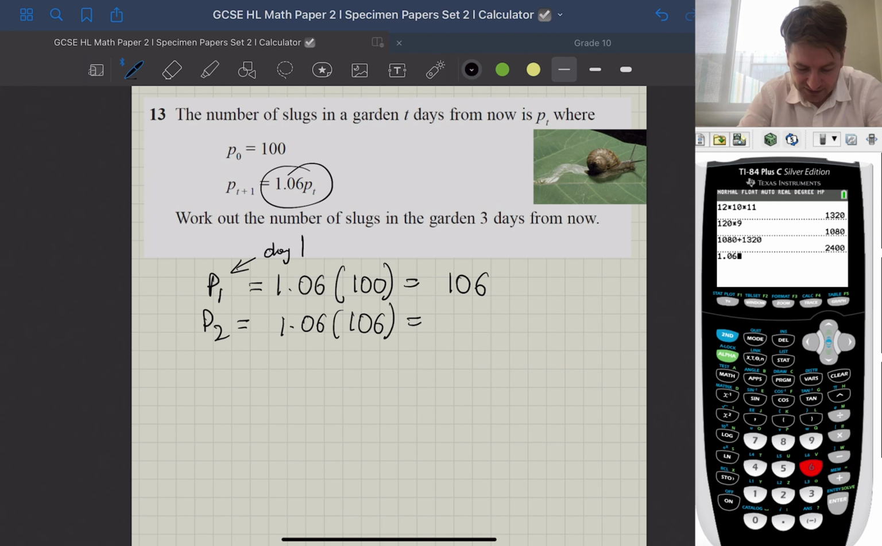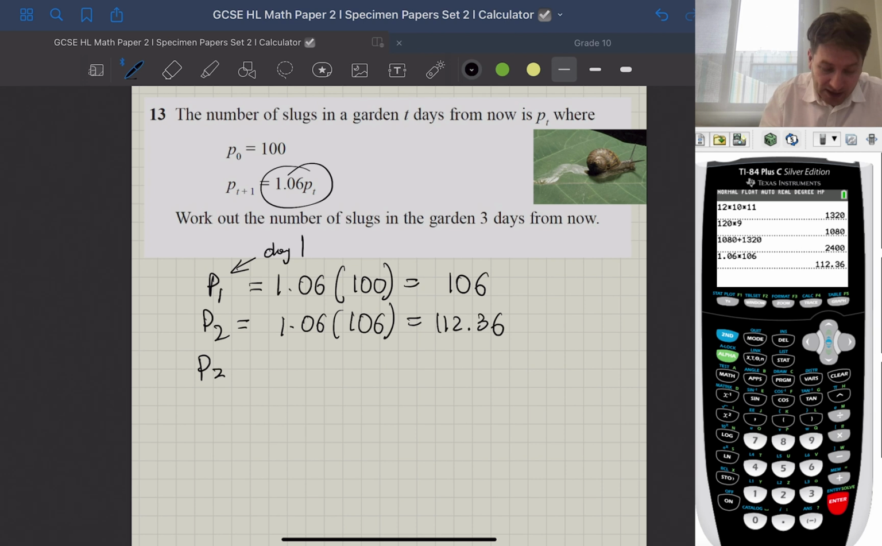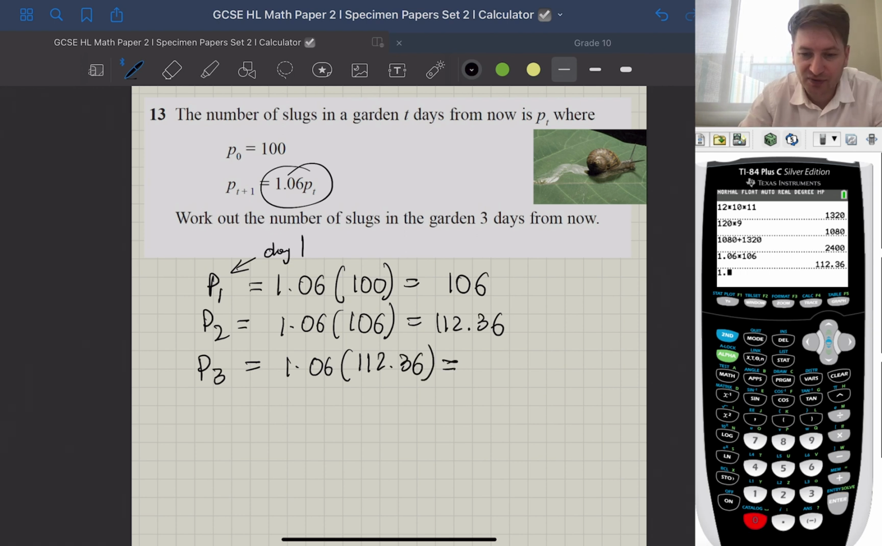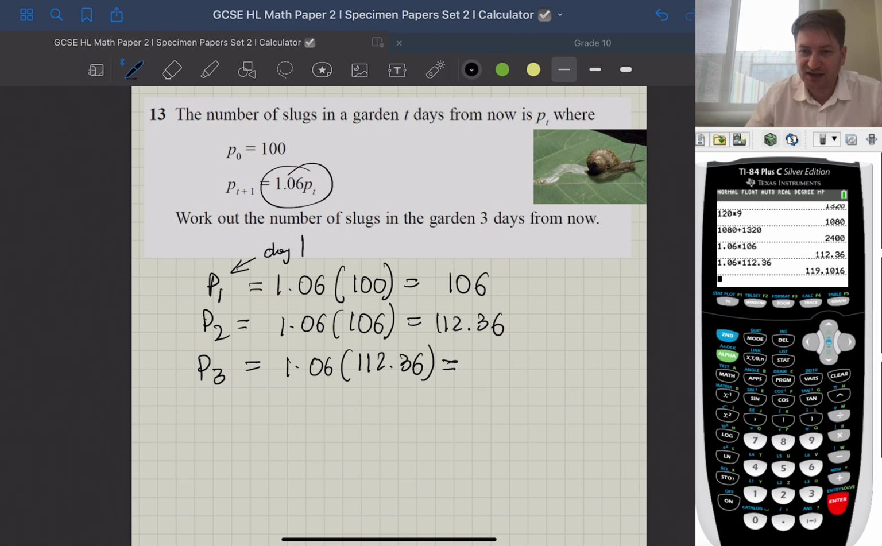1.06 times 106 gives us 112.36. Part 3, we're going to go with the same option. Put this inside, and we're going to go 1.06 times 112.36. Calculator, thank you very much. 119.1016. We're working out the number of slugs.